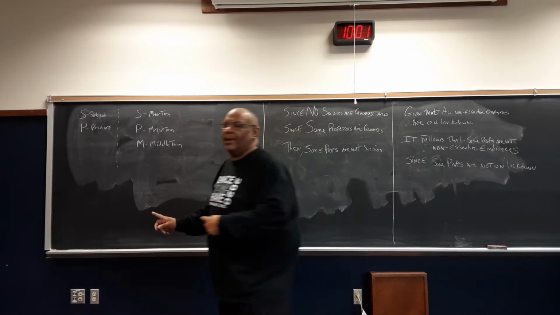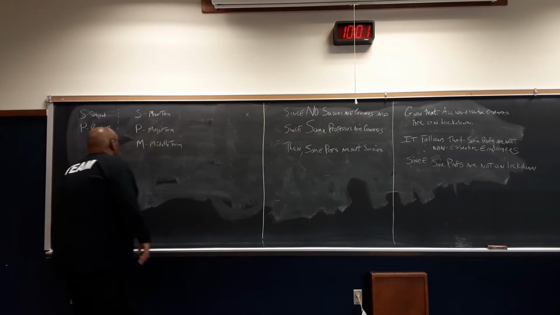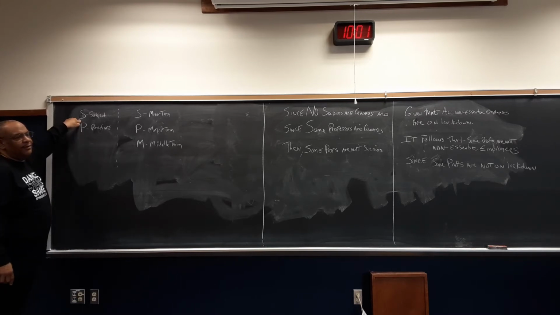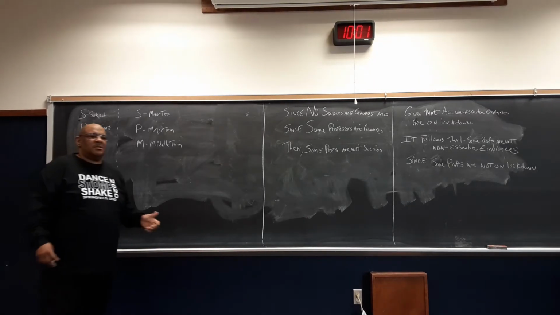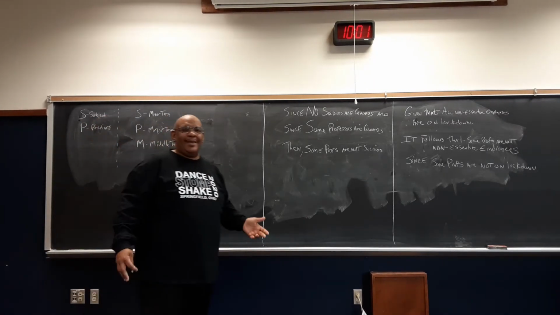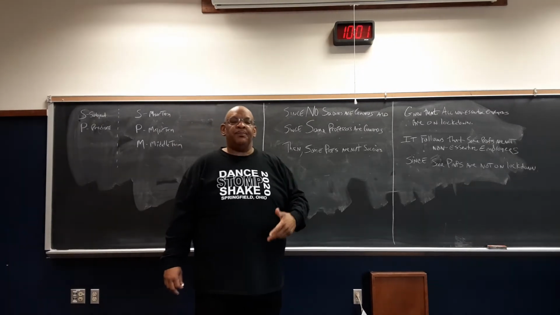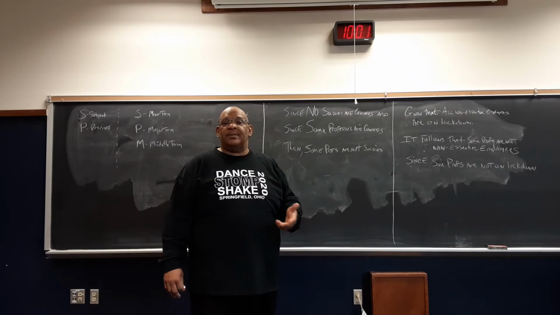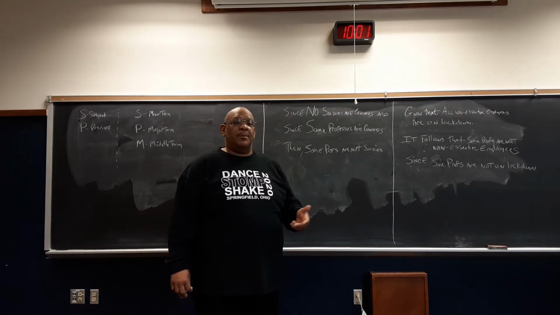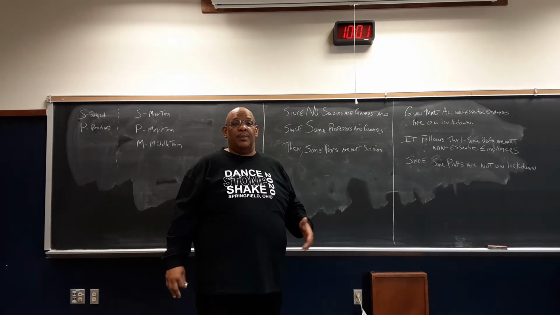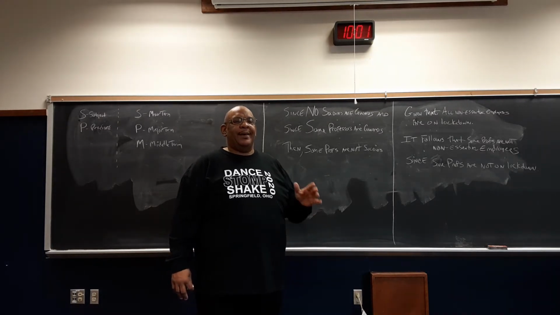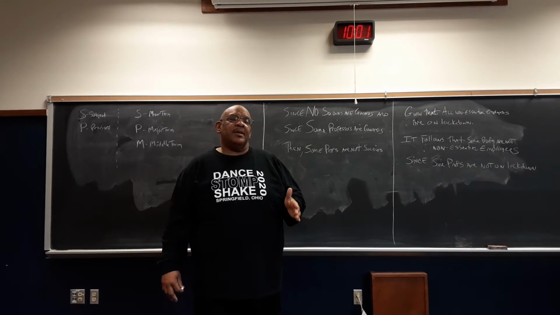So let's go to the board. I've already started. We know that S is the subject of our proposition and P is the predicate of our proposition. In an A proposition, all S is P. In an E proposition, no S is P. In an I proposition, some S is P. In an O proposition, some S is not P. We remember that from our lecture yesterday. S is the subject, P is the predicate.